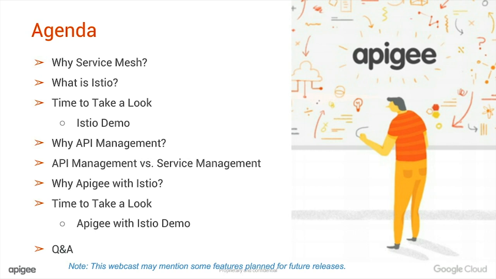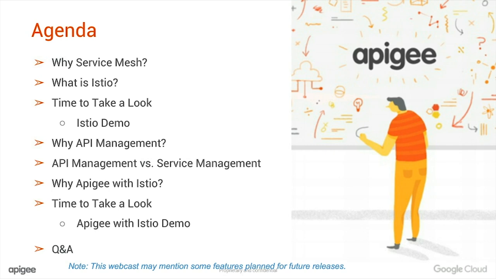So I'll give you a brief overview of what you should expect from today's session. We're going to talk about the concept of service meshes. What is a service mesh? Why do you think it's even there? What is Istio? The value proposition for Istio? How does Istio solve the problem? And then we'll have a demo of Istio. After that, we're going to take a look at API management as it relates to microservices. How does service management and API management coexist, complement, or are they the same thing? And lastly, we're going to take a look at how Apigee integrates with Istio, and then we'll have a demo for that as well.